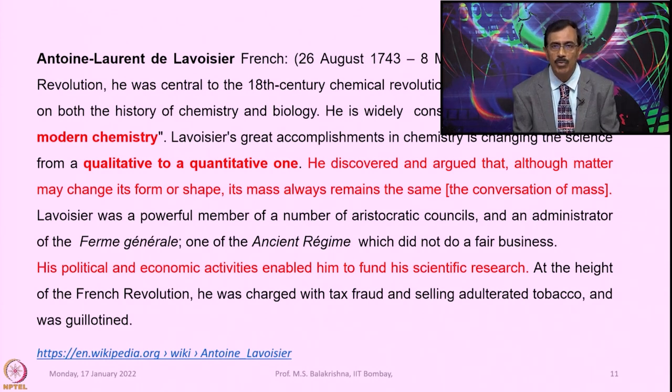So Lavoisier was a powerful member of a number of aristocratic councils in France and an administrator of Ferme Générale, one of the institutions of the ancient regime, which did not do business in a very fair manner. His political and economic activities enabled him to fund his scientific research. That means while doing business, he used some unfair means to make money to support his research. At the height of the French Revolution, he was charged with tax fraud and selling adulterated tobacco, and unfortunately he was guillotined in 1794.